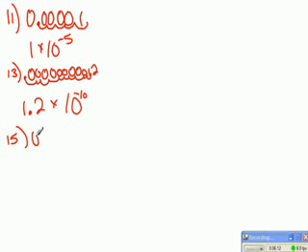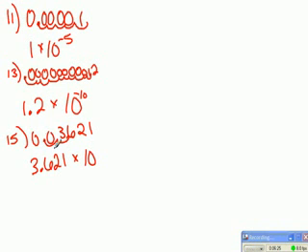Number 15. 0.03621. Again, I would want to move it till it's between 1 and 10. That would be right there. So it's 3.621 times 10 to the 1, 2, and it's negative second because it's negative.